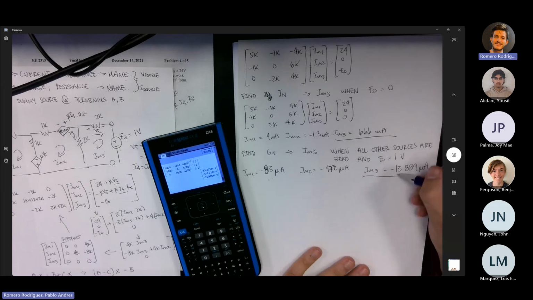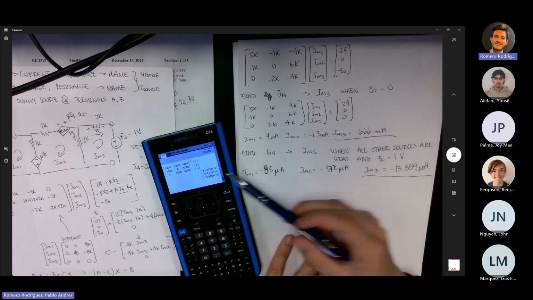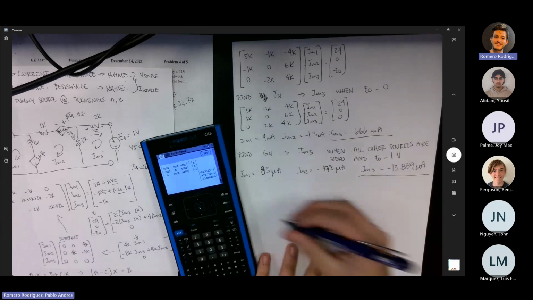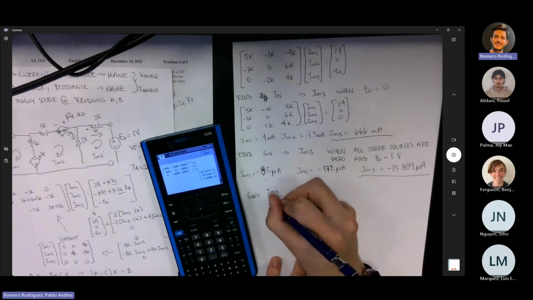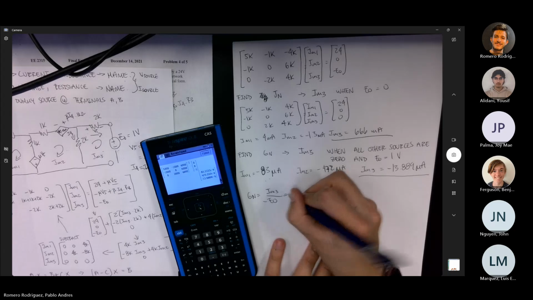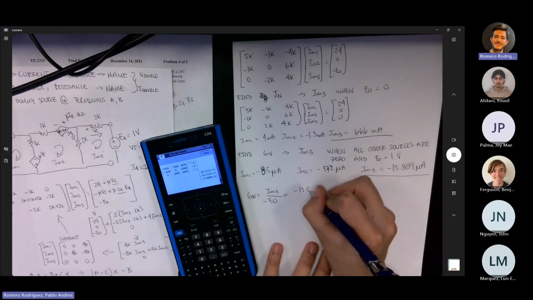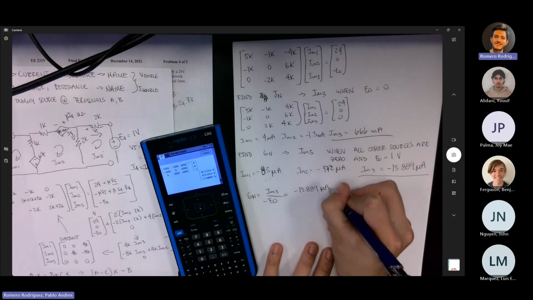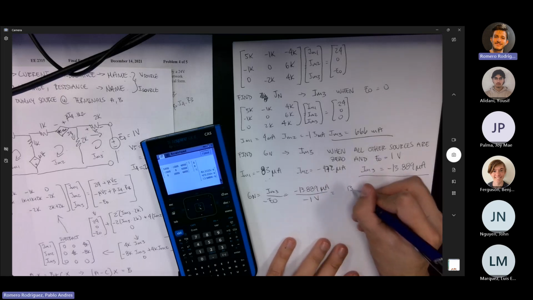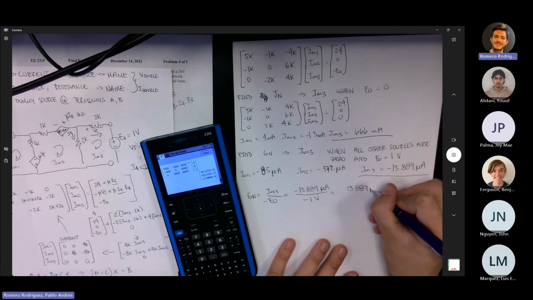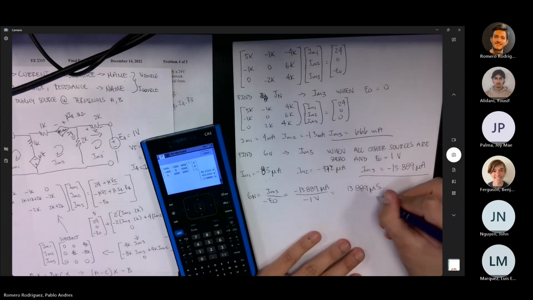Yep. So you can drop the negative and change this to Siemens if you want. Because what's going to happen is you're going to end up dividing by that polarity. So GN is going to be equal to your current over your excitation, which is E naught. So it's going to be negative 13.889 microamps over negative 1 volt, which is just 13.889 microsiemens.